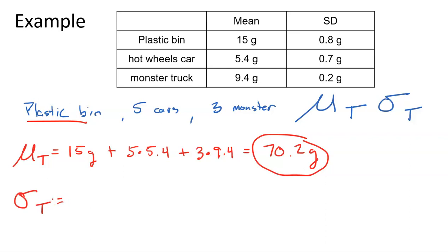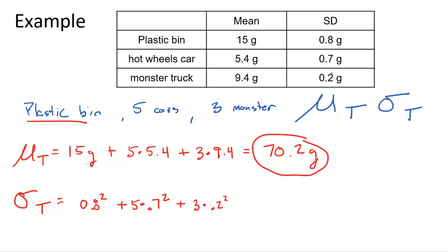Okay, so I'm not allowed to add standard deviations. Don't you dare. I'm only allowed to add variance. So let's see here. 0.8 squared. The moment I put that square, now that's the variance for the one plastic bin. Plus, now I have 0.7 squared. That's the variance for one car, but I have 5 of those, so I am going to multiply that by 5. It's 0.7 squared plus 0.7 squared plus 0.7 squared plus 0.7 squared plus 0.7 squared. So again, that's the variance for 5 cars. And then I have 3 times 0.2 squared.